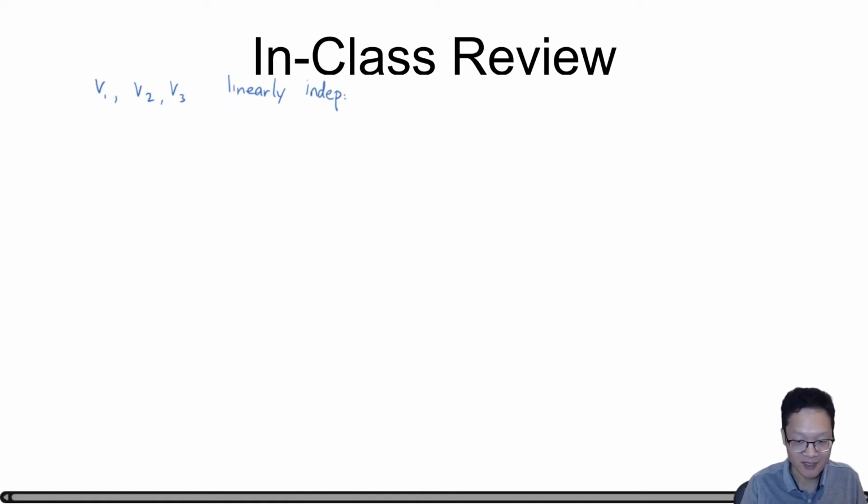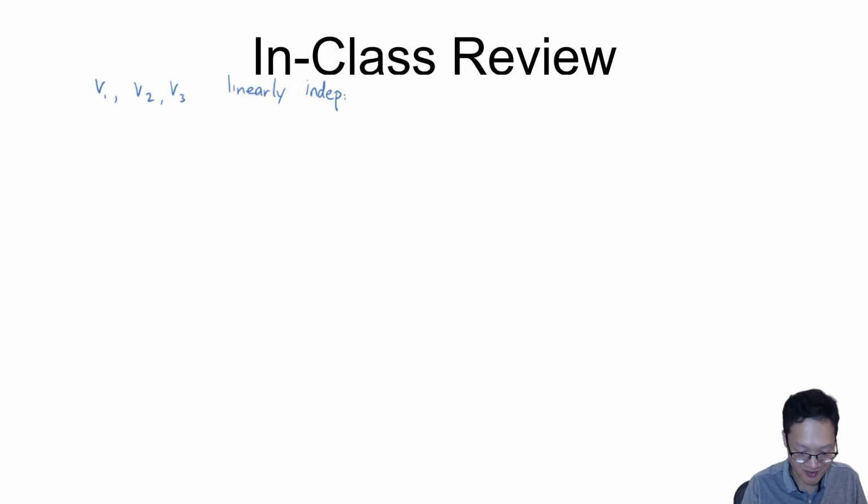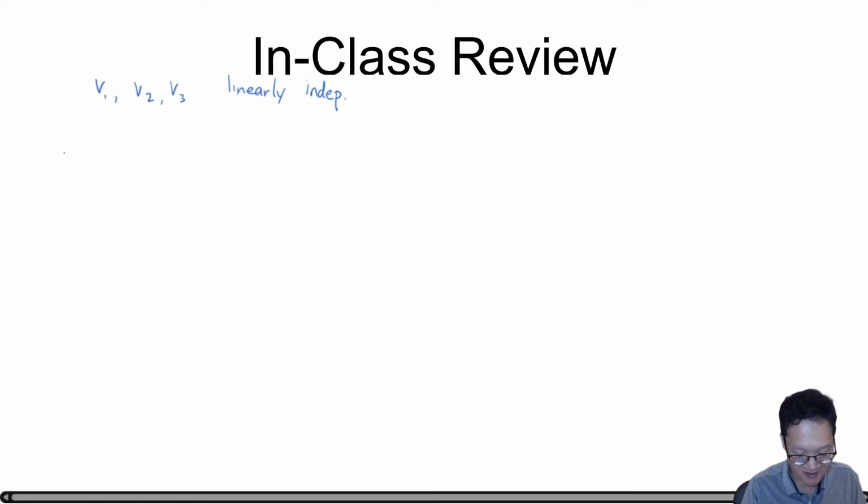And I guess we can do this by contradiction. Suppose we can write one of the vectors as a linear combination of the others. So suppose v1 can be written as a linear combination of the others. So let's say a2 v2 plus a3 v3, for some a2, a3.